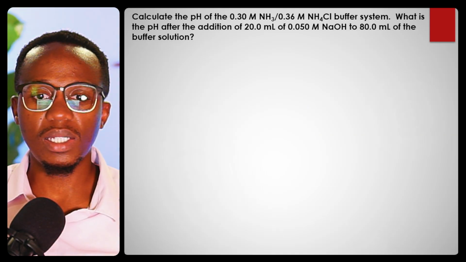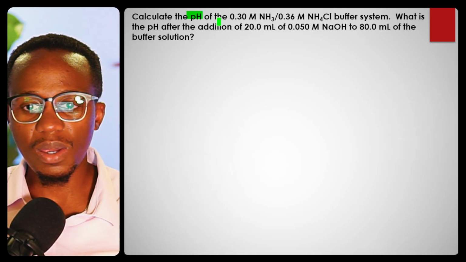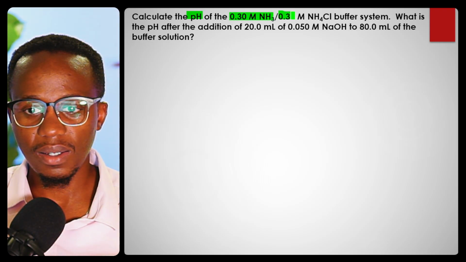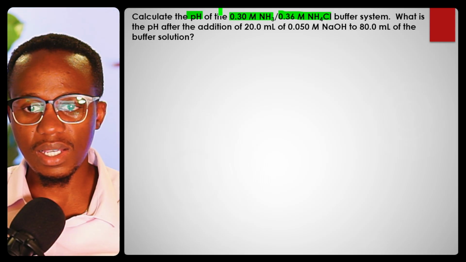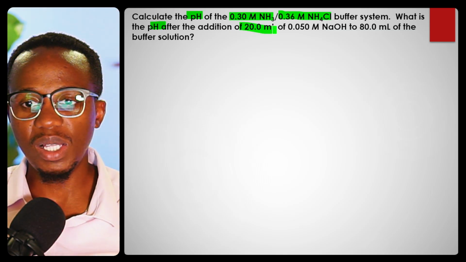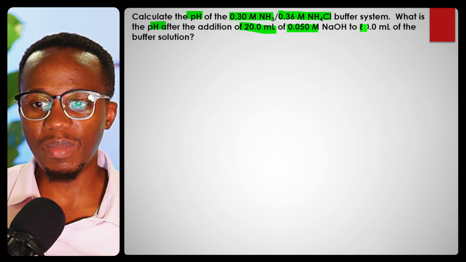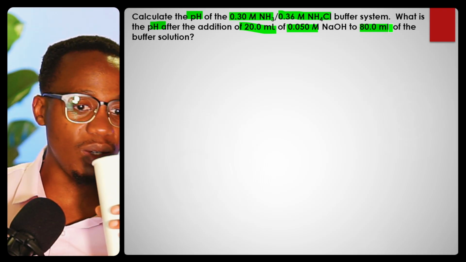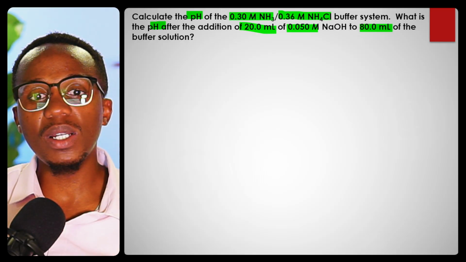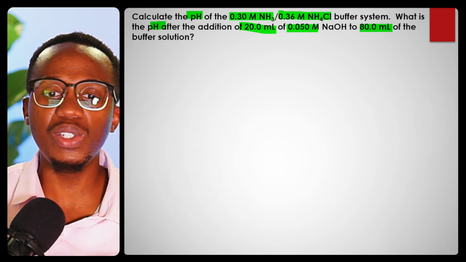So it said calculate the pH, right? They gave you a buffer system, right? The buffer system has two things, and then they're asking you what is the pH. Ooh, what is the pH after the addition of 20 milliliter of 0.1 molar NaOH to 80 ml of the buffer solution? Oh, this is a fun one. This is a fun one, but it kind of puts everything together that I want you to know. So let's do it together.